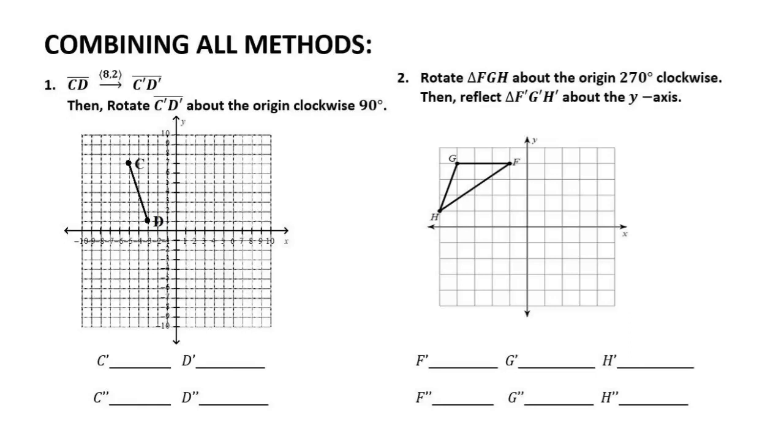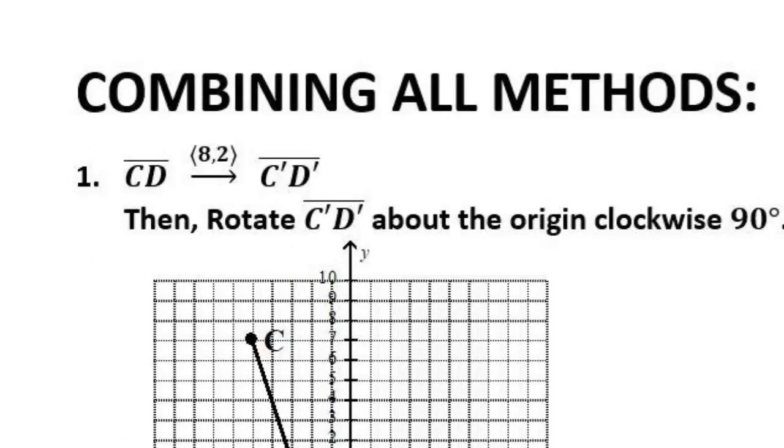All right. So on page 7 here, we're going to be combining all of our different methods together. So we're going to be doing more than one transformation. We'll do a translation, a slide with a rotation, or we'll do a reflection and then a translation. We're going to be putting these different methods together. Whatever we do for the first one, that's going to become my C prime D prime here on number 1.